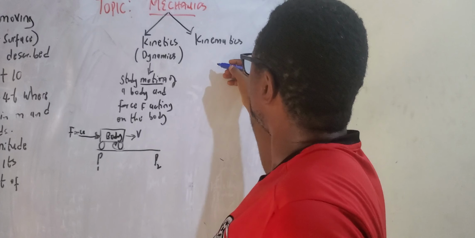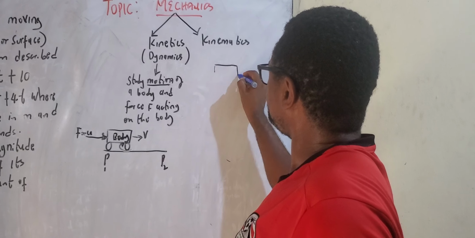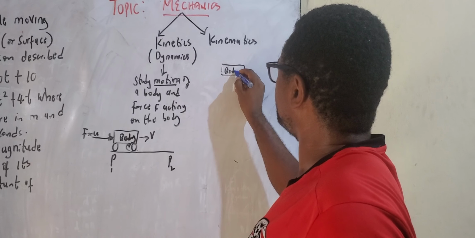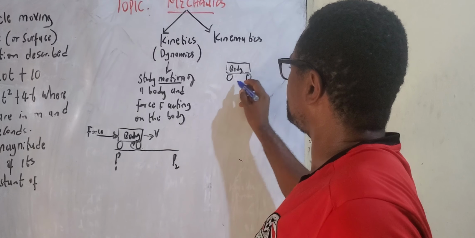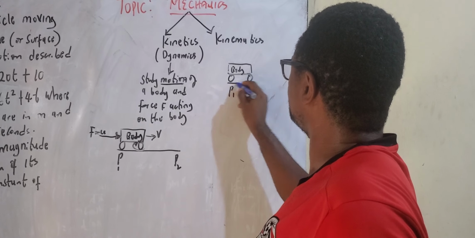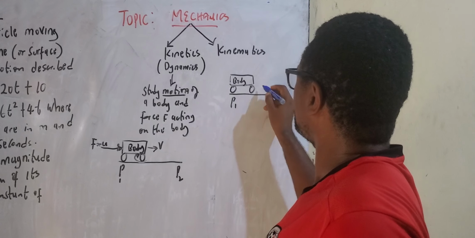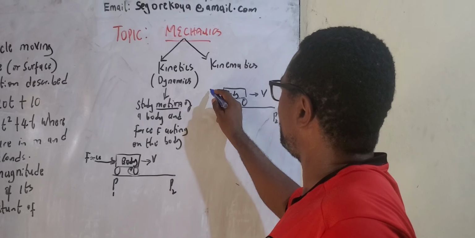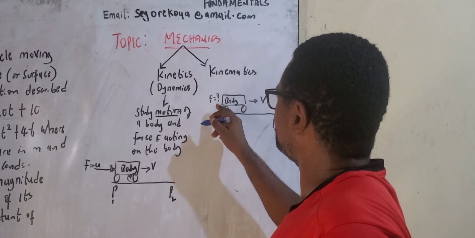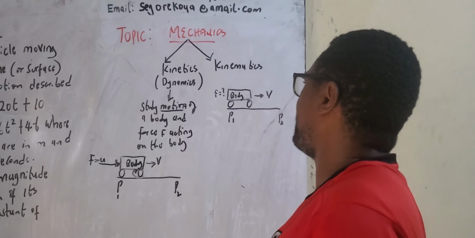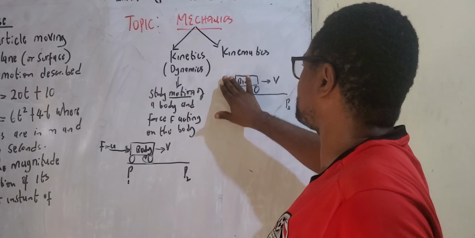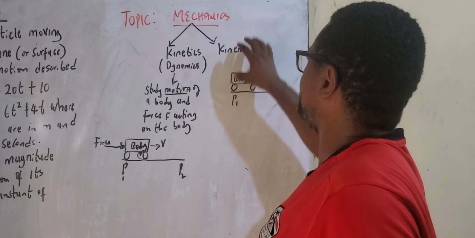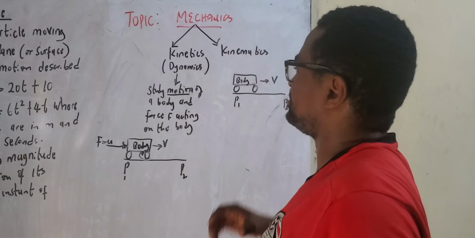Now, when we study the motion of the same body, moving from point P1 to point P2 with velocity v, and there is no force acting, we are not considering the force causing this motion to take place, then we are doing what is called kinematics.